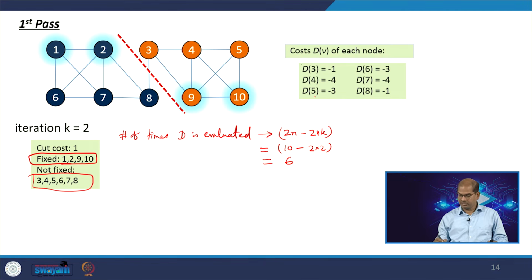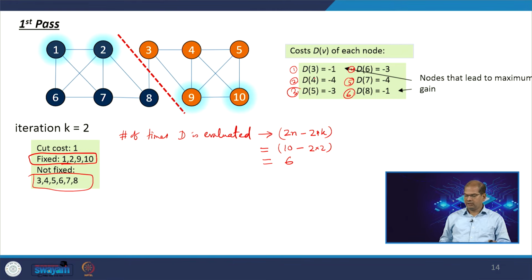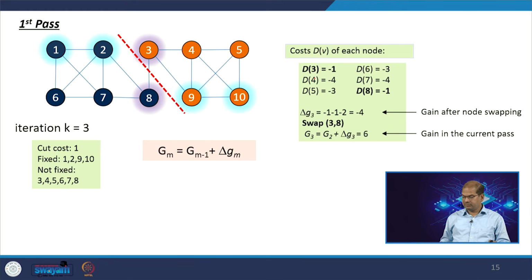So, 3, 4, 5, 1, 2, 3, 4, 5, 6. I need to calculate the d. See if I can look into this, which node is giving me the best swap. Basically all are negative, so the maximum negative number will give me the best swap. So the 3 and 8 nodes are chosen, d of 3 is minus 1, d of 8 is minus 1.